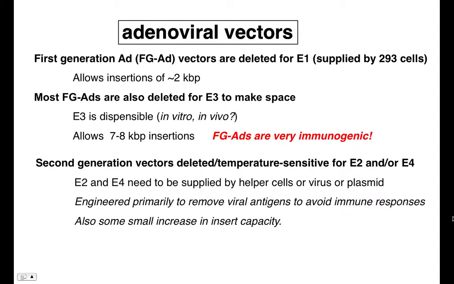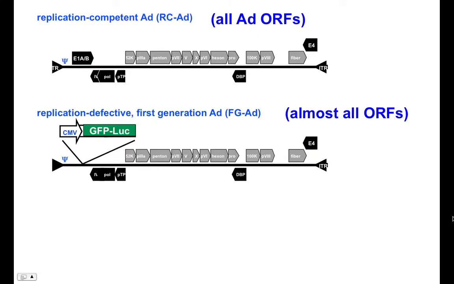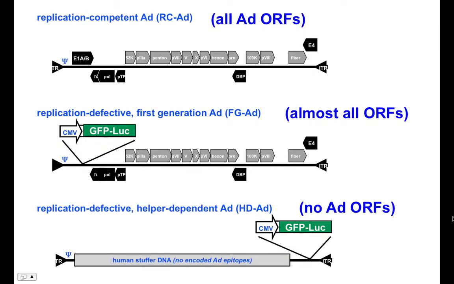There's also some small increase in insert capacity, so the most we're working with is 7 to 8 kilobase per machine. Upwards limit is probably 10 based on these notes. And then there's helper-dependent or gutless adenovectors, which have no viral genome, but rely on other viral genomes to get them packaged. So we have our replication competent, defective, and then defective helper-dependent.